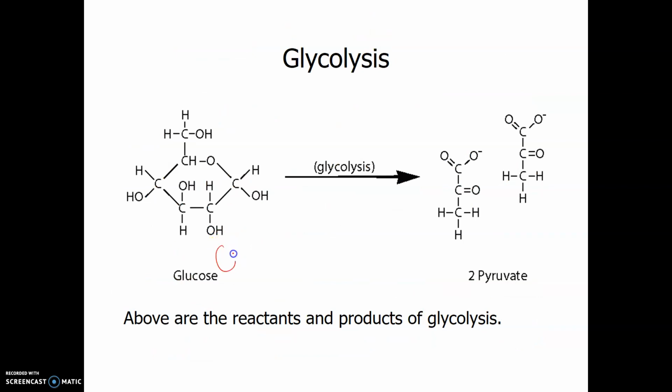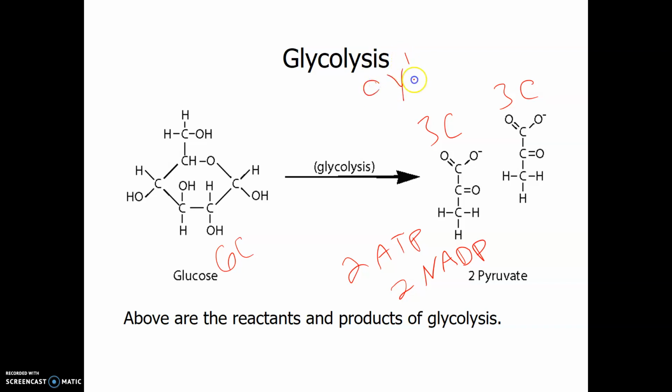Glucose is a 6-carbon molecule. During glycolysis, it is broken into 2 3-carbon molecules called pyruvate or pyruvic acid. And as a result of this reaction, 2 ATP molecules are produced and 2 NADH molecules are produced. So glycolysis produces 2 ATPs of the 36 or 38 that are going to be produced by this glucose molecule. Glycolysis occurs in the cytoplasm of the cell. It does not occur in the mitochondria.